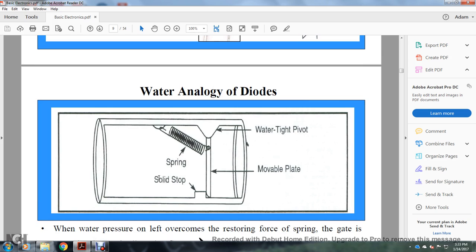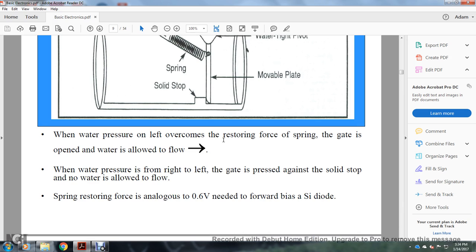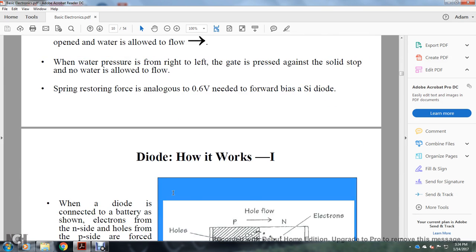Water analogy of diodes. A spring, solid stop, movable plate, water-tight pivot. When water pressure on the left overcomes the restoring force of the spring, the gate is open and the water is allowed to flow through. When the water pressure is from the right to the left, the gate is pressed against the solid stop and no water is allowed to flow. The spring restoring force is analogous to the 0.6 of a volt needed to forward bias a silicon diode.